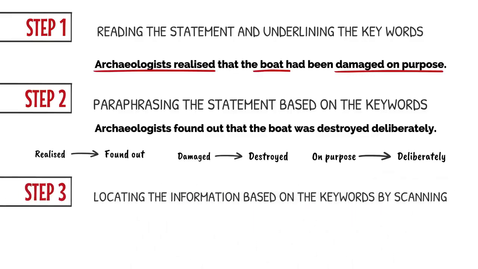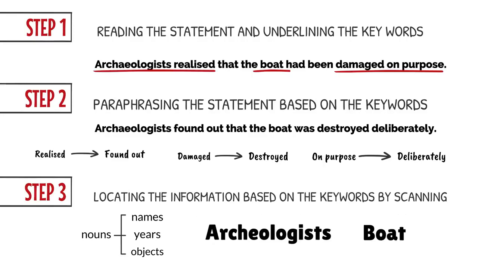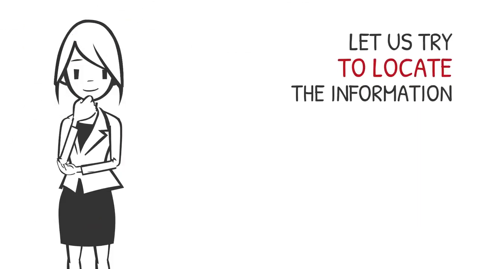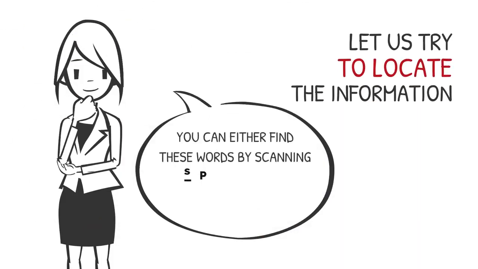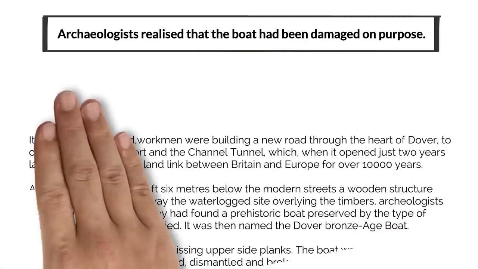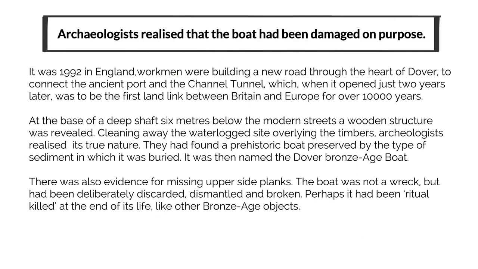Step 3. Locating the information based on the keywords by scanning. Remember, to locate the information, a good idea would be to focus on the nouns, such as names, years, or objects. With our statement, the nouns would be archaeologists and boat. Also, pay attention to the keywords you have paraphrased. Now, let's try to locate the information. To do this, you can either find these words by scanning top to bottom or from right to left. Let's see if we could find information in the given paragraph.